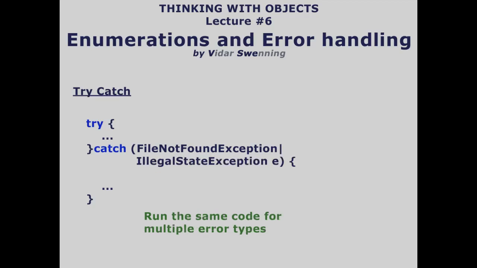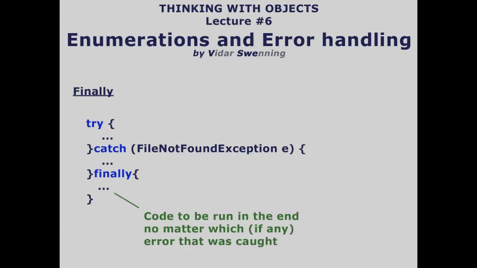That was that one. But then of course we could pipe them together in the same catch. So this catch here is going to be run if we caught a FileNotFoundException, or if we caught an IllegalStateException. It's just a pipe there, so we pipe them together, a vertical line. So any of those, and then we can just run some code there.